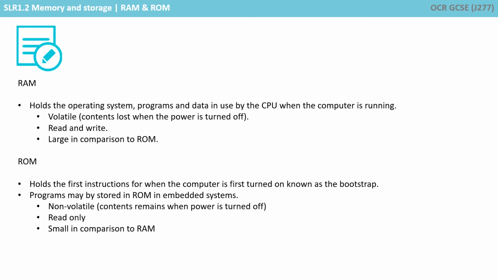ROM holds the first instructions when the computer is first turned on, known as the bootstrap. Programs may be stored in ROM in embedded systems. ROM is non-volatile. The contents remain when the power is turned off. It is read-only, and it is small in comparison to RAM.